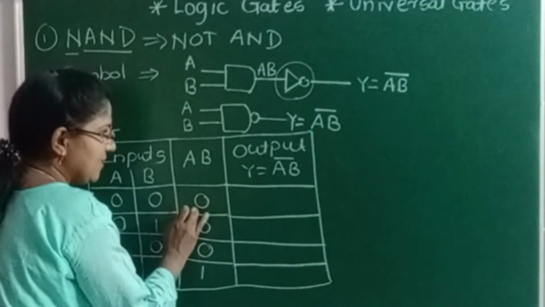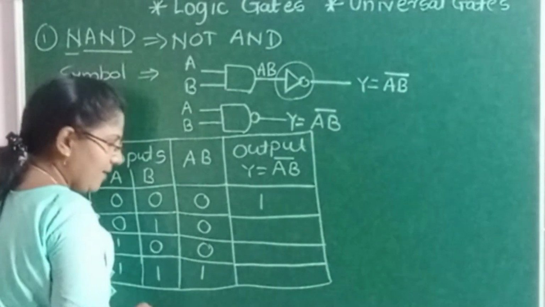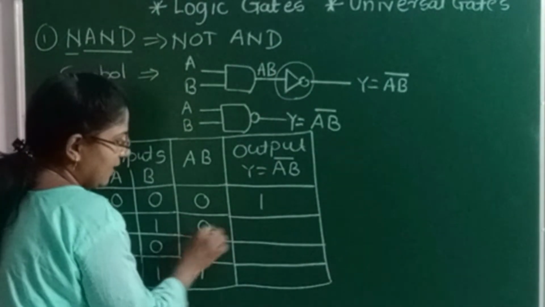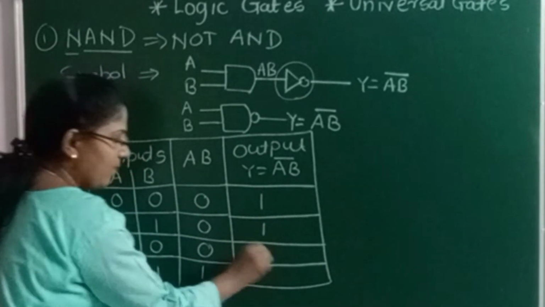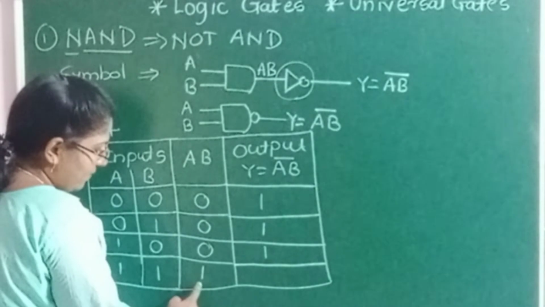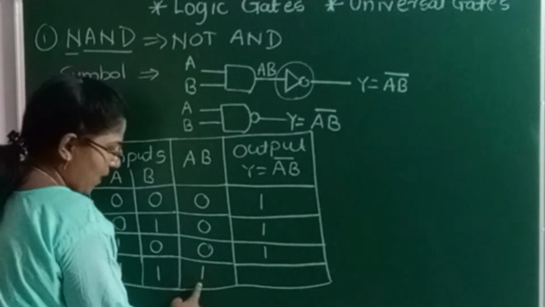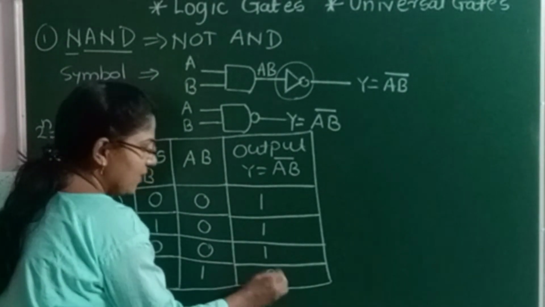First value of AB is 0. Its complement is 1. Next value of AB is again 0. Its complement is 1. Next value is 0. Again its complement is 1. Here the value of AB is equal to 1. So the AB complement will be 0.